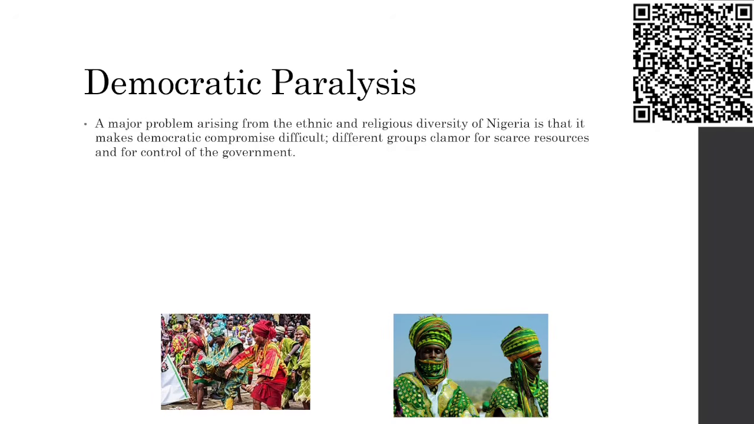So a major problem arising from the ethnic and religious diversity in Nigeria, which is a huge thing. Nigeria is so diverse. I can't emphasize this enough. And it's resulted in making it very difficult to find democratic compromise. When you have all these nations with a lot of different belief systems, it's kind of hard to find a point where everyone kind of agrees with something. So these different groups clamor for the scarce resources and for control of the government. They all want representation. They all want to have some kind of control. And they also want to have the resources. That makes sense to me. That's human nature. So that's democratic paralysis.